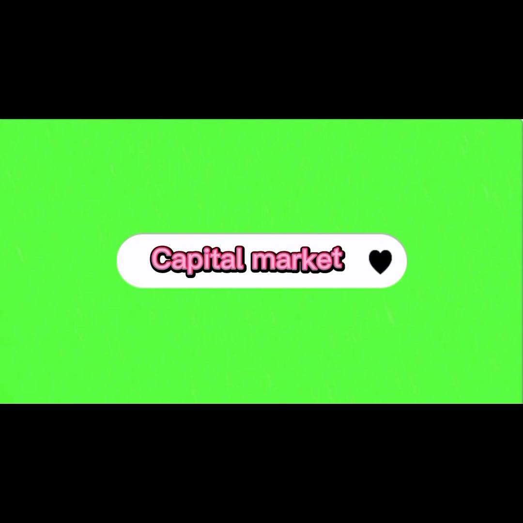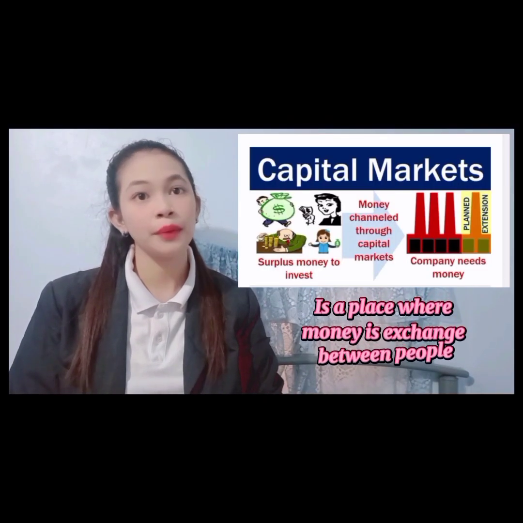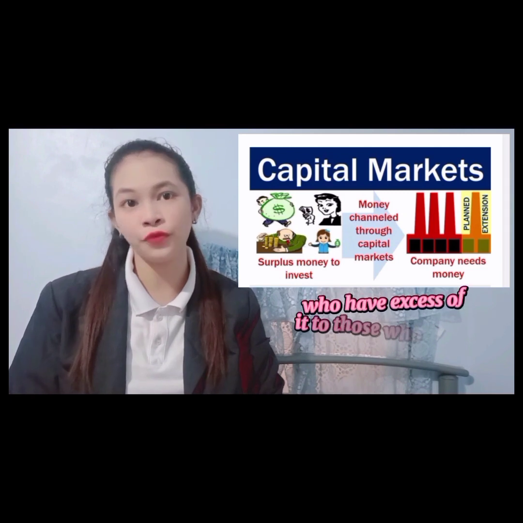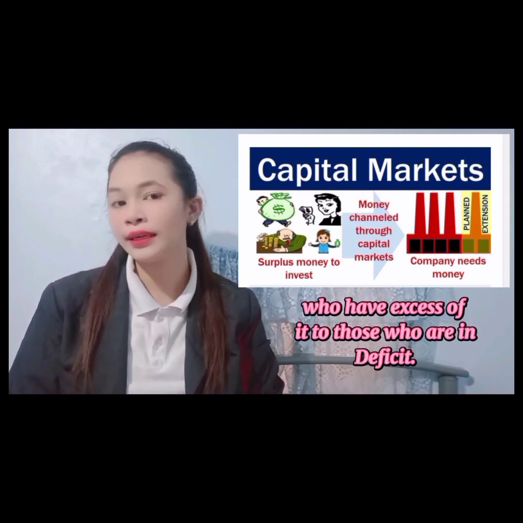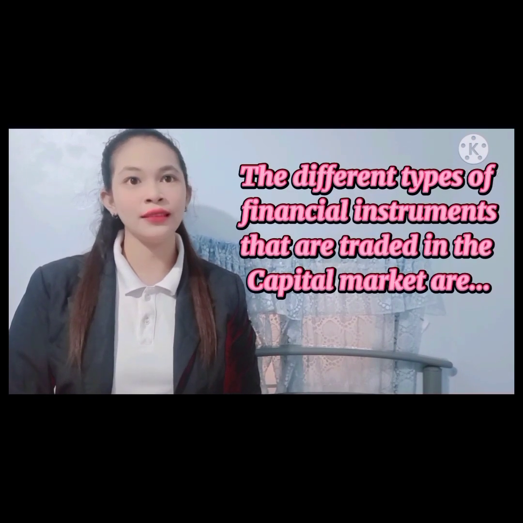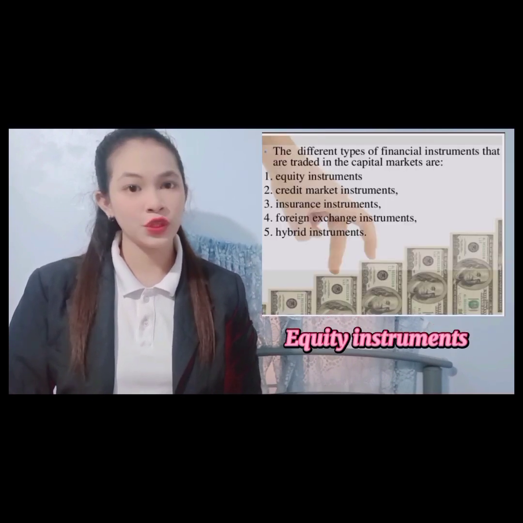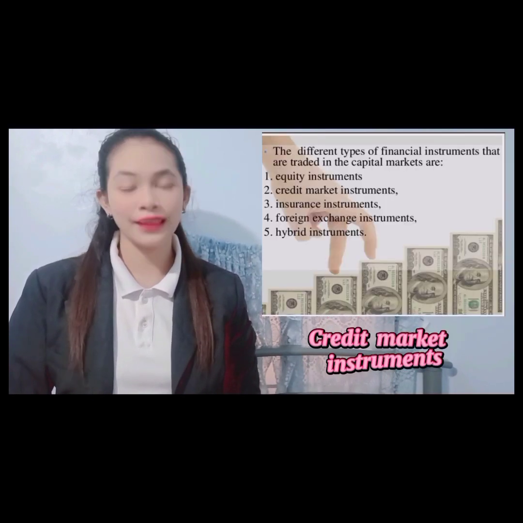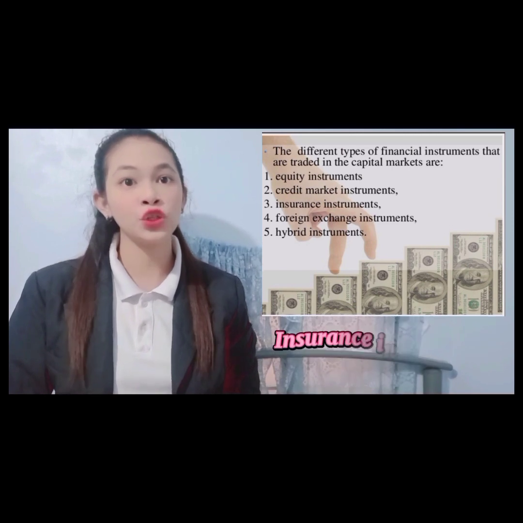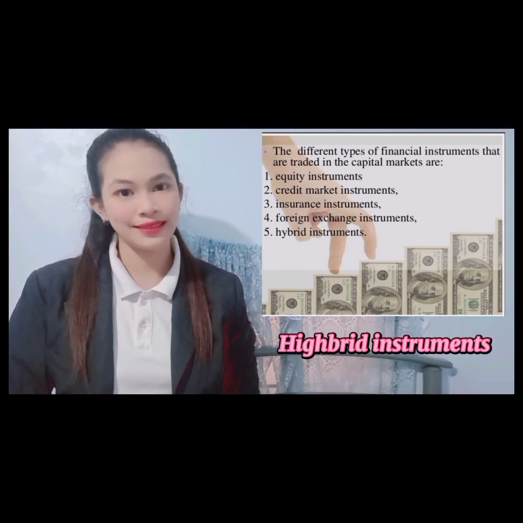Capital market. Capital market is a place where money is exchanged between people who have an excess of it to those who are in deficit. The different types of financial instruments that are traded in the capital market are equity instruments, credit market instruments, insurance instruments, foreign exchange instruments, and hybrid instruments.